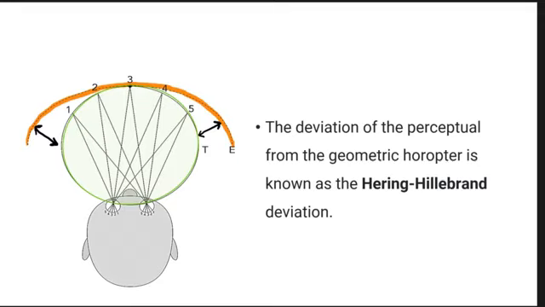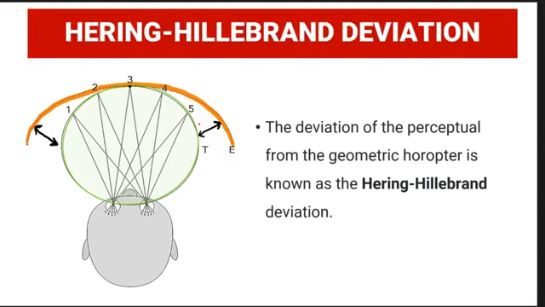Now, there is a difference definitely between the empirical horopter and the theoretical horopter. You can see over here, right? And this difference that you can see in the periphery basically, this deviation between the empirical and the theoretical horopter is known as the Herring's-Hillebrand's deviation. Now, you might ask why is it so? Why do we see a difference between the theoretical horopter and the horopter which is calculated through experiments or practically, which is known as the empirical horopter?